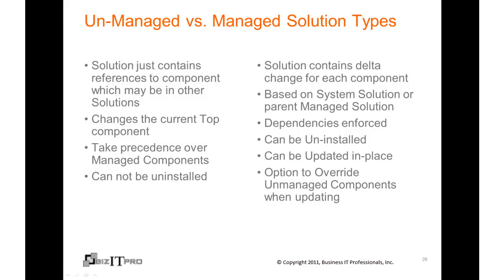On the other hand, managed solutions contain a delta change for each component, the specific things that have changed to any component in the system. They're typically based on a system solution or a parent managed solution. Dependencies for components in a managed solution are enforced. One unique characteristic of a managed solution is that it can be uninstalled. They can also be updated in place with managed or unmanaged solutions added on top of the managed solution layer. And you're provided the option to override existing unmanaged components on a system when importing a managed solution that has changes to components that are currently supporting unmanaged customizations on the target system.